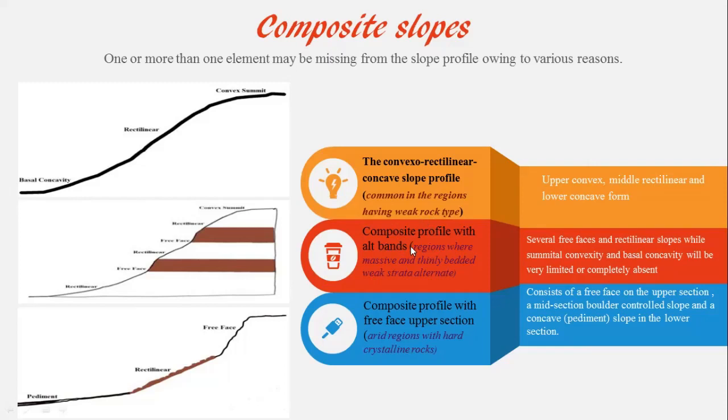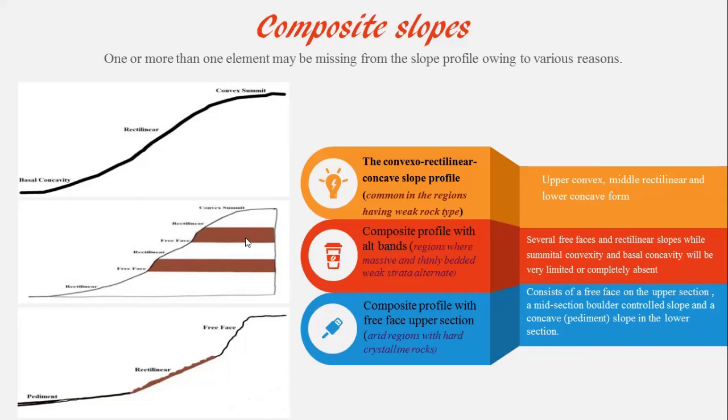Then we have a composite profile with alternate bands. What kind of alternate bands? You are seeing over here, alternate bands of massive rocks or thinly bedded rocks. So in that region where we have alternate bands of rocks, that is, heterogeneity in the nature of the bed surface, we find a composite profile.